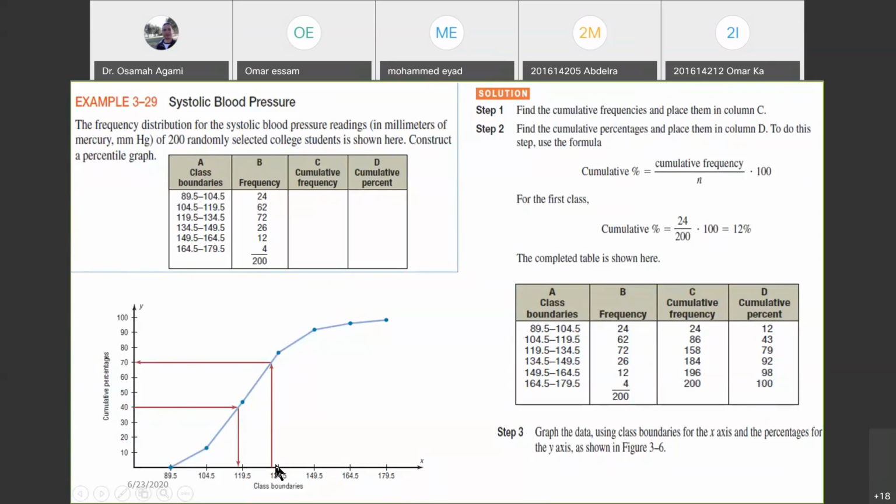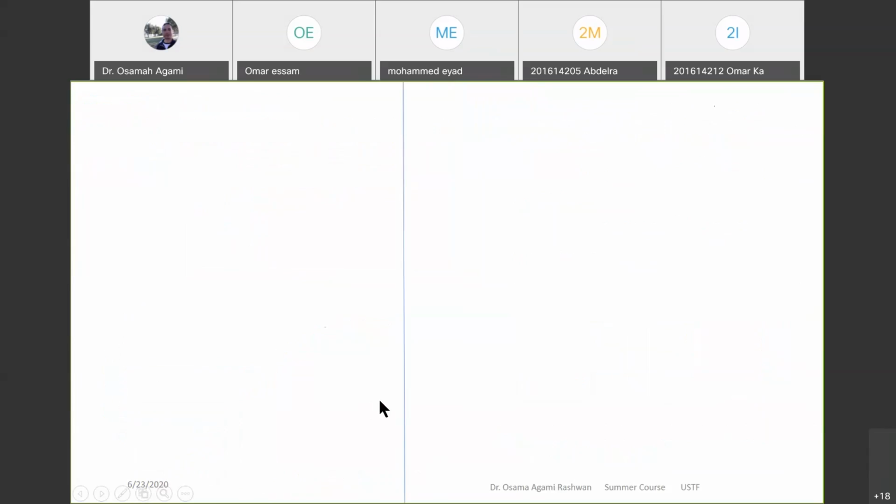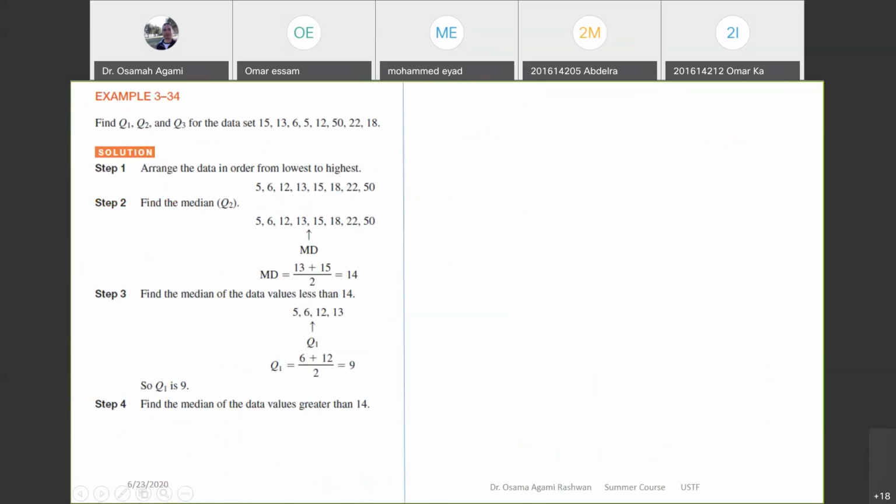Vice versa, if you have a value, you go up to hit the cumulative relative polygon or the ogive, and you go horizontally to hit the position of this one. So if you know the position, you can find the value. If you know the value, you can know the position or the percentile. Okay, let's go for this one.